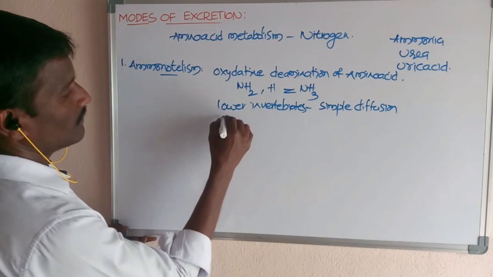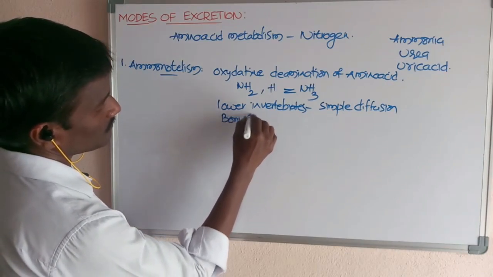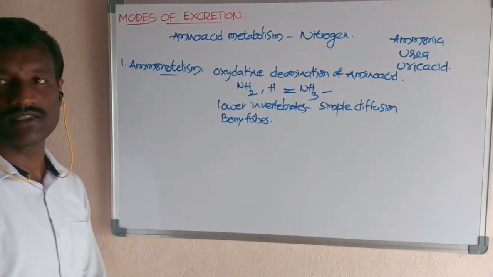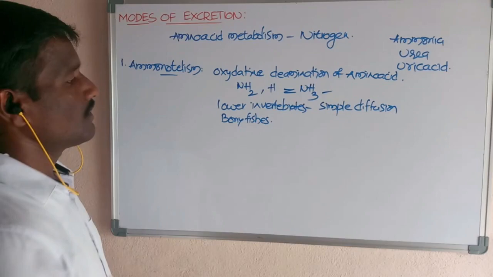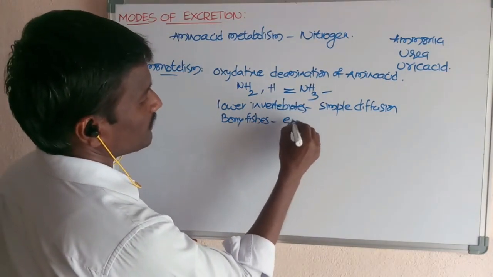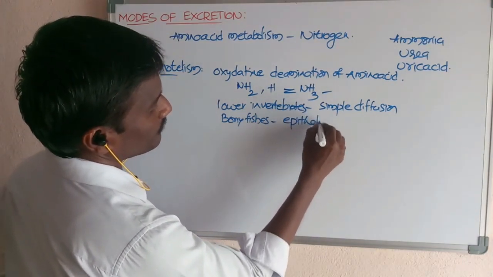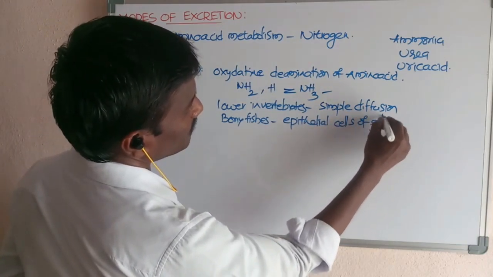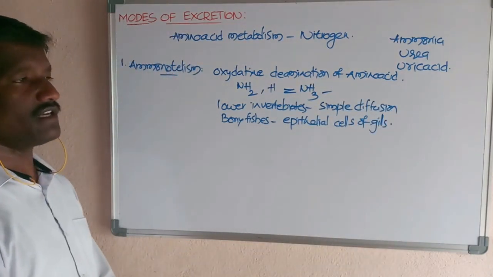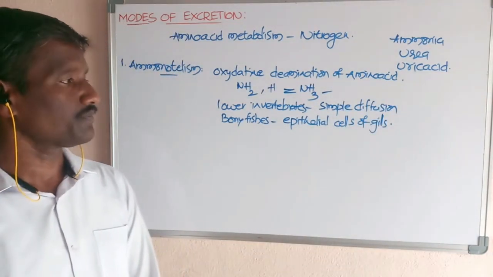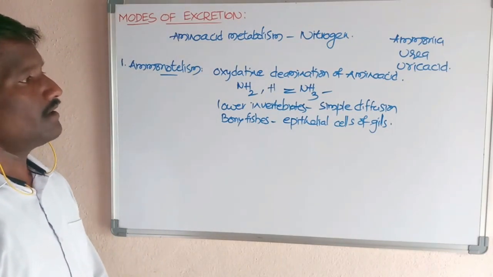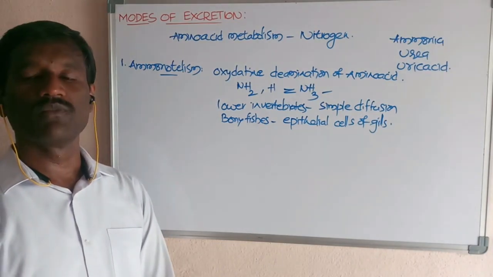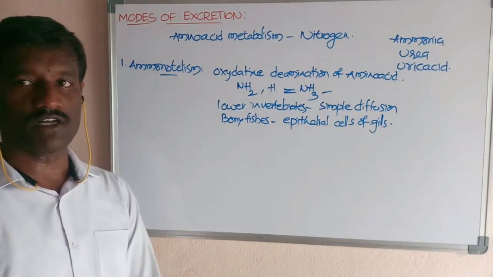And if you observe bony fishes, ammonia is eliminated through the epithelial cells of the gills, which helps in elimination of ammonia. Animals which excrete nitrogenous waste product in the form of ammonia are called ammonotelic animals.